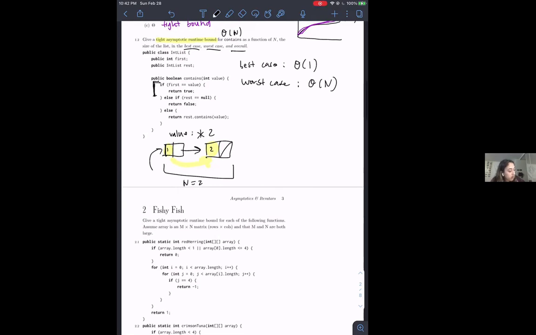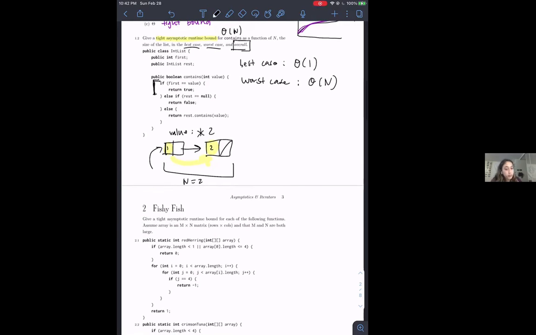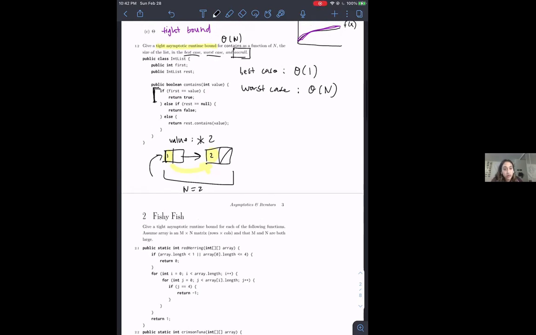And then for our overall runtime, since we can't give a theta bound for overall, we can just give a big O, or an upper bound, for overall. And so we can say that this is going to be big O of n overall. Awesome. Yeah, and so that is all of question 1.